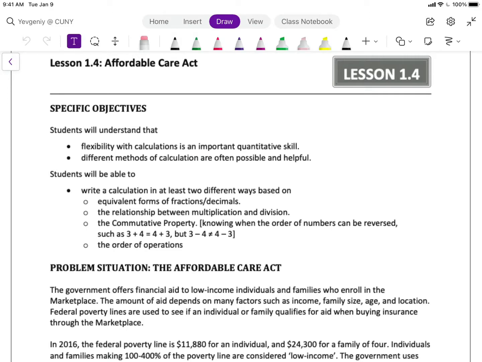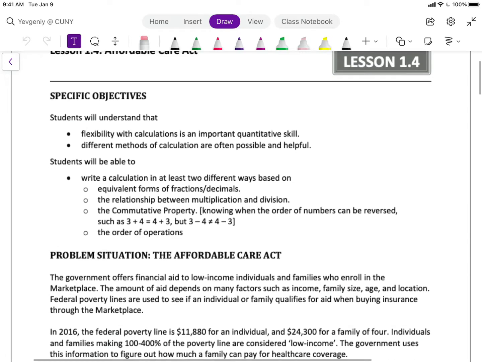Today we're going to be looking at another lesson dealing with percentages. It's called the Affordable Care Act, lesson 1.4. So go ahead and open that handout. Okay, so let's look at the objectives.